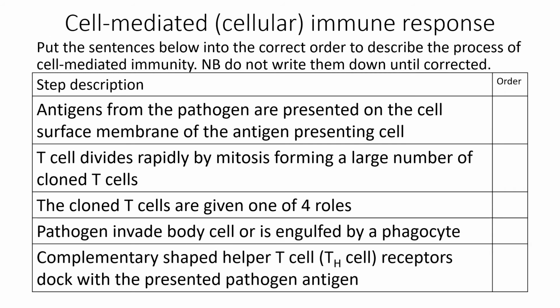This activity is simply a case of going through each of the statements and putting them into order to describe the stages involved in the cell-mediated immune response. And we're talking about the activation of T helper cells all the way through to the production of large numbers of T helper cells, and then we're going to look specifically next at the 4 roles that have been given. So pause the video for a moment and see if you can work out what the best sequence for those statements is to describe the process.